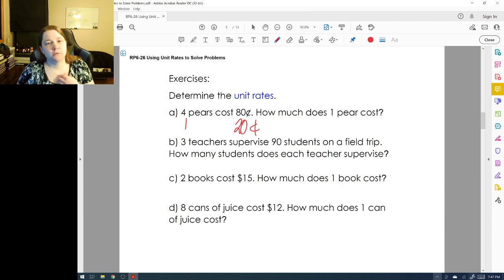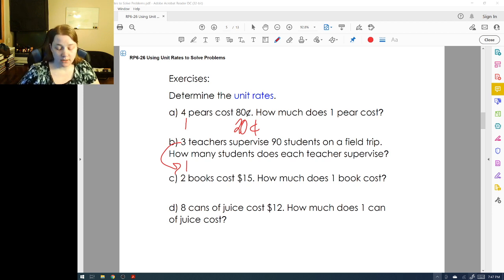3 teachers are supervising 90 students on a field trip. Whew. How many students does each teacher supervise? So instead of 3 teachers, I want to get to 1 teacher. 3 divided by 3 is 1. So 90 divided by 3 is 30 students.